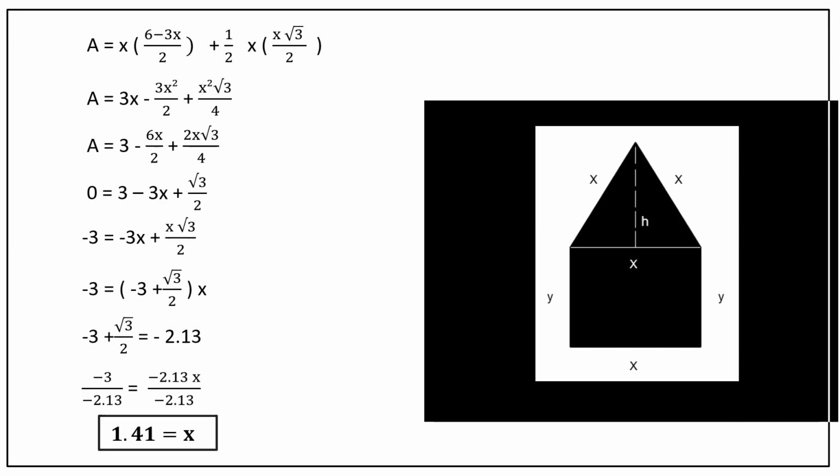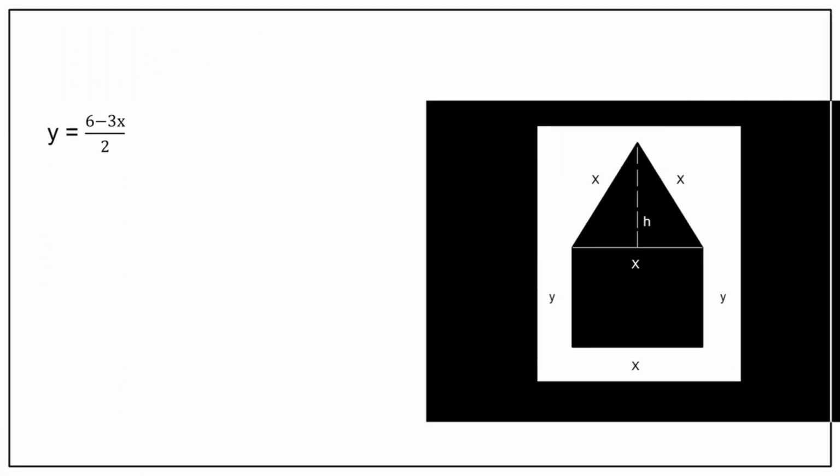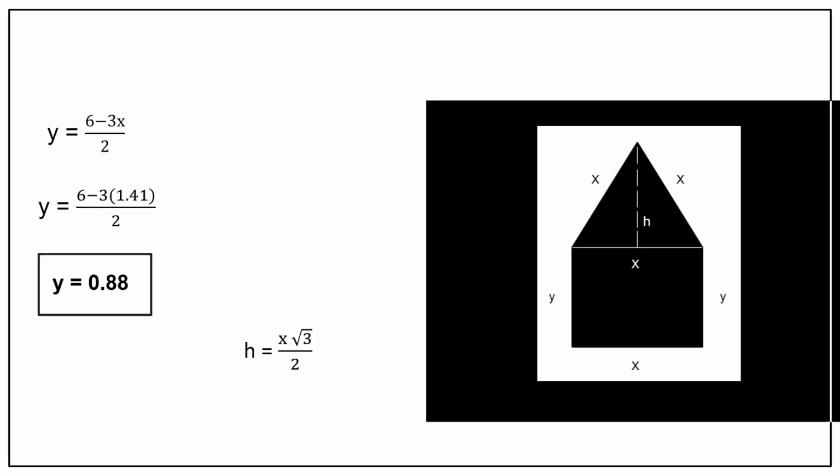For us to have a value for y, we will just substitute the value of x in its equation. y equals (6 minus 3 times 1.41) all over 2. The value of y is 0.88. The same thing with h, we will just substitute the value of x in its equation. h is equal to 1.41 square root of 3 all over 2. The value of h is 1.22.